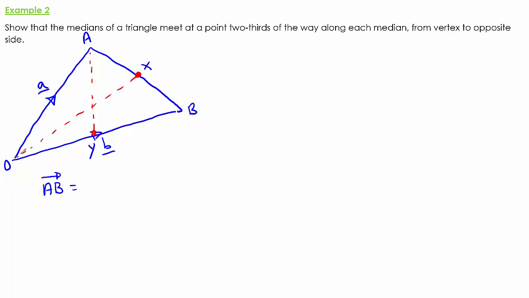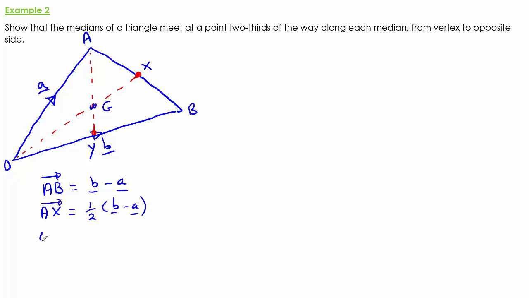AB, we'd go backwards along here and then forwards, so that would be b minus a. So AX, since we know that X is the midpoint, is a half of b minus a. Now let's call this point where these intersect, let's call that G.